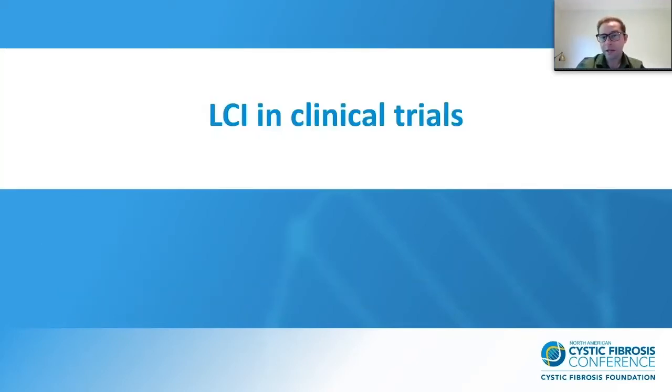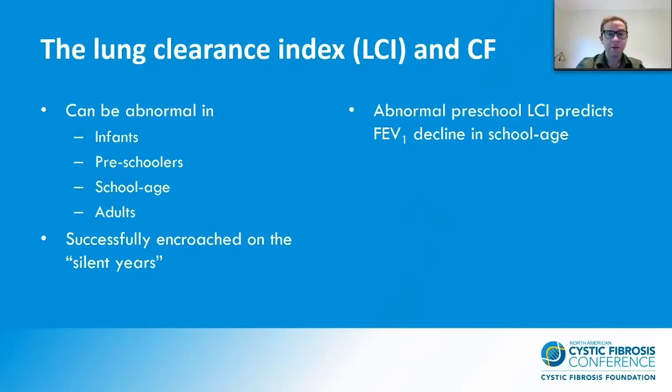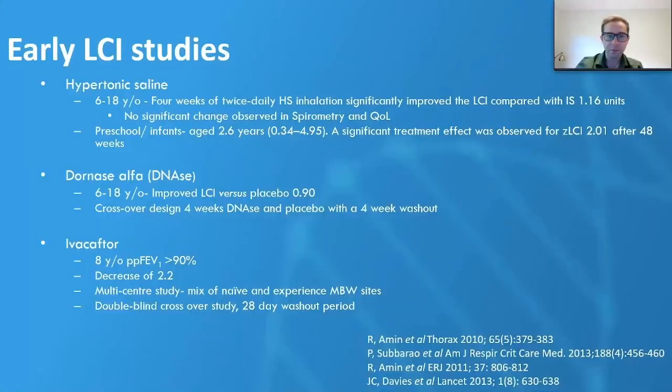So how is it being used in clinical trials? We found in CF that it can be abnormal in infants, preschoolers, school age, and adults. It has successfully encroached on the so-called silent years left by FEV1. And we know that an abnormal preschool LCI predicts FEV1 decline later in school age.